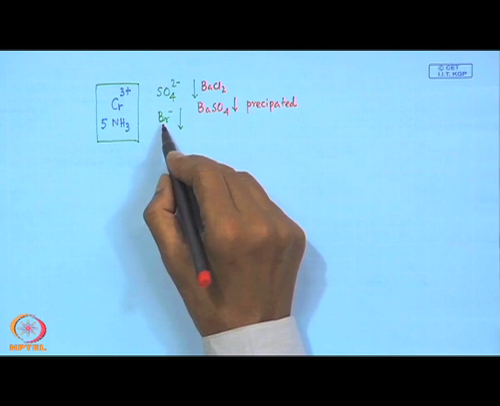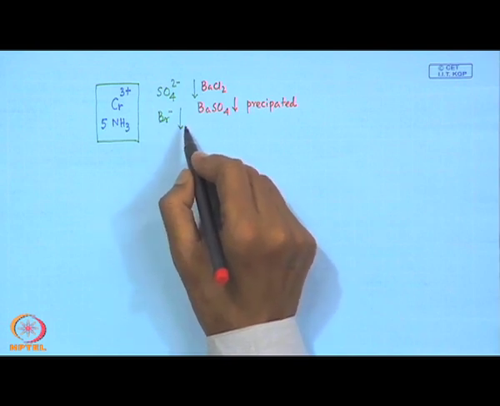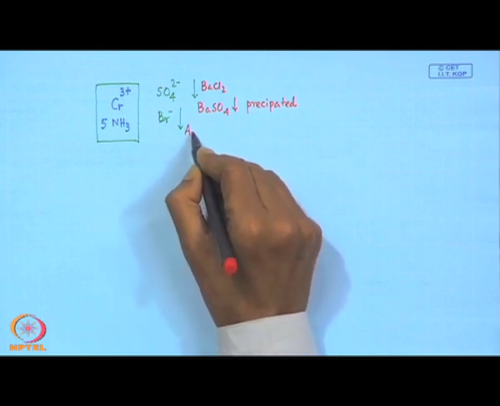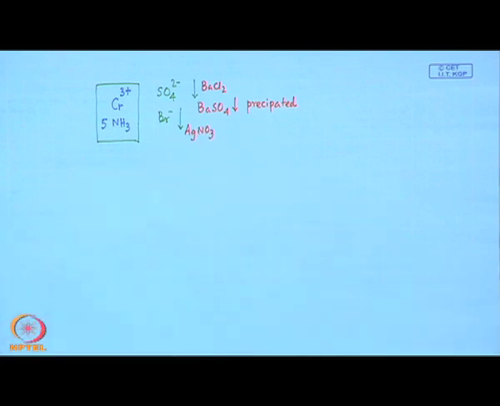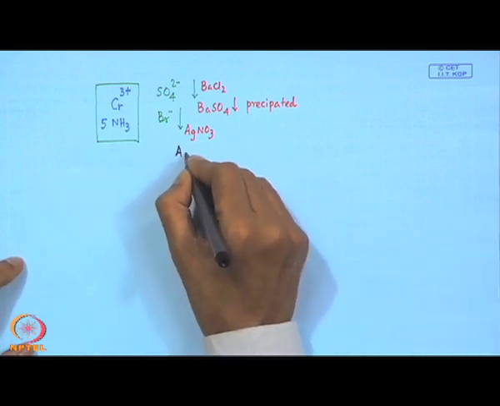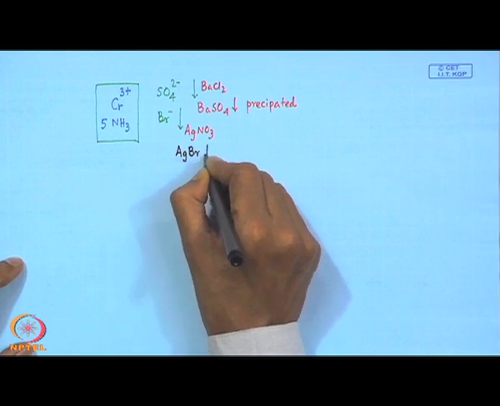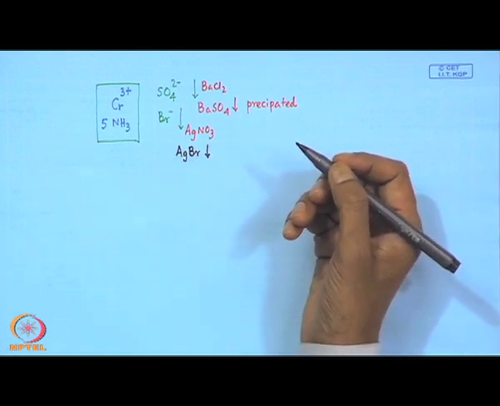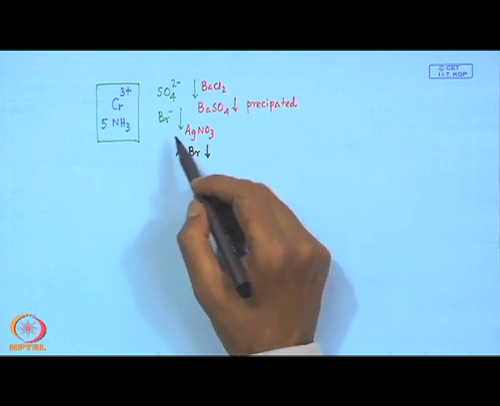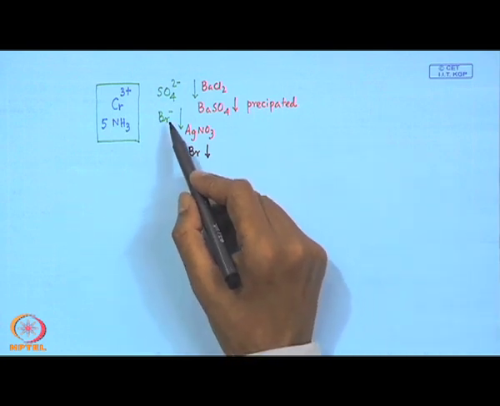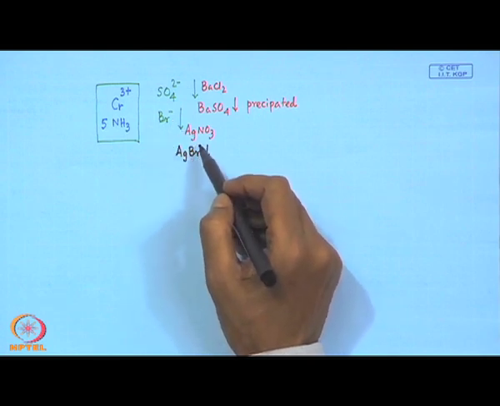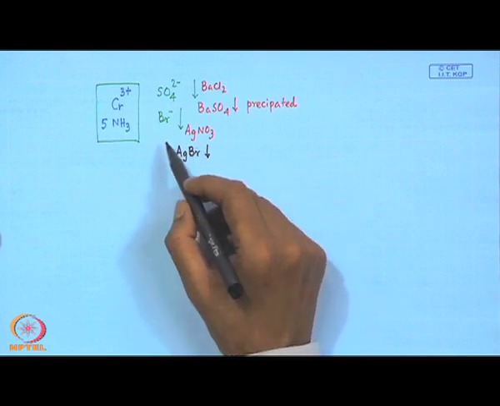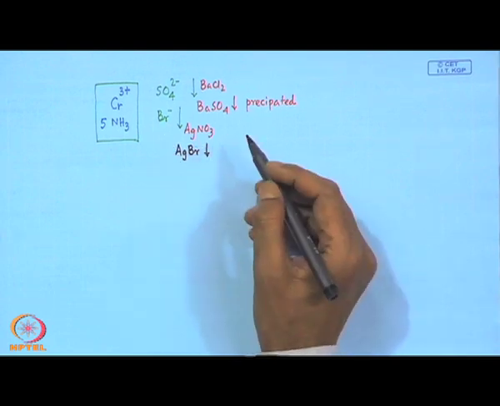If Br minus is present outside the coordination sphere and we simply add silver nitrate to the medium, we will be able to detect the separation of silver bromide from the medium. This immediately establishes that Br minus is present outside the coordination sphere, and it can be separated by addition of silver nitrate, like the reaction of sodium bromide with silver nitrate.